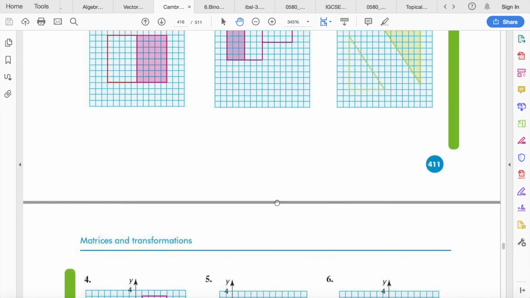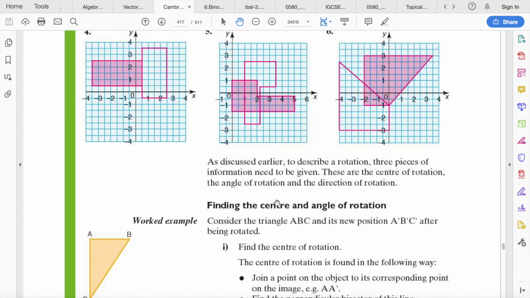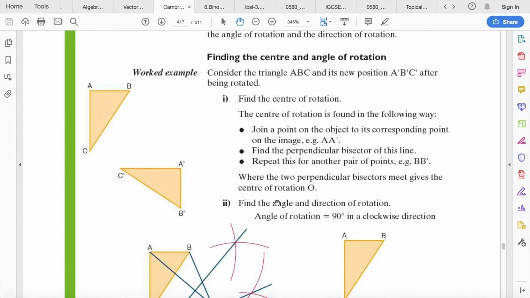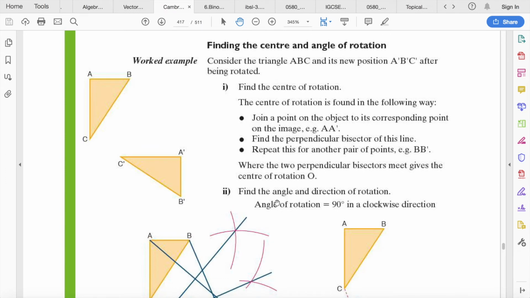Now let's go to another important point which you need to know. Sometimes in past paper questions, you are asked to find the center and angle of rotation. I will explain it in detail in the next video.